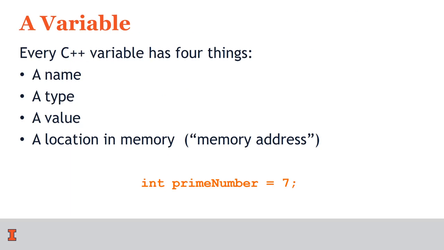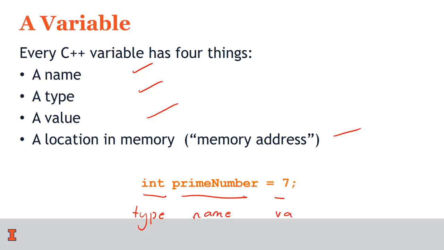Every variable in C++ always has 4 things. Every variable always has a name, a type, a value, and a location in memory, or what we might refer to as its memory address. Notice that in this example below, we have an integer with the name prime number and its value is 7. So here, the type is int, the name is prime number, and the value is 7.